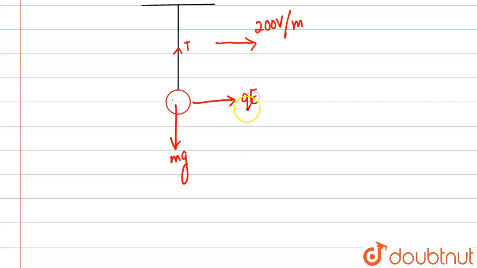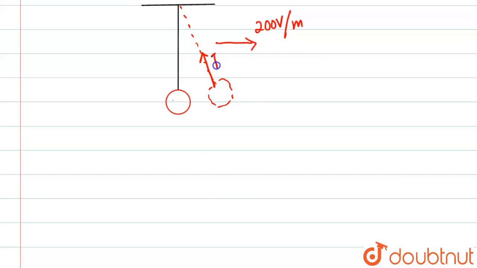The electric force is q into E, due to which the situation will change a little. It will be somewhat like this. The bob will come somewhere over here, so tension force T will be along the string, mg will be downwards, and qE will be in this direction because the charge is positive. We can take it in either direction, there is no issue, we will get the same angle. So this is theta which we need to find.